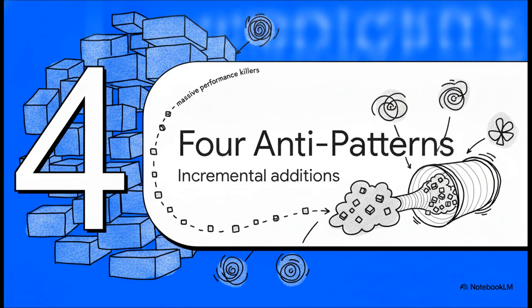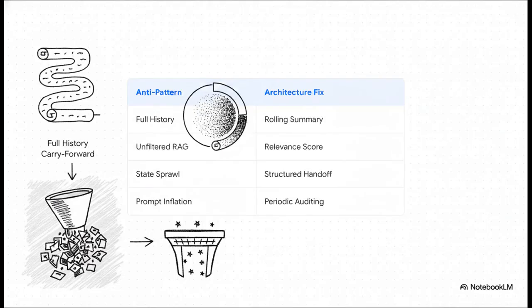Okay, part 4, 4 context anti-patterns. Let's see how these costs accumulate silently over time. Look, these performance killers don't happen by accident. They're the result of specific anti-patterns. For full history carry forward, you need to transition to a rolling summary. Use smart graph summaries for older turns. For unfiltered retrieval injection, you've got to stop blindly passing top K documents. Instead, you must implement strict relevance scoring and semantic caching to put a hard ceiling on those injected tokens.